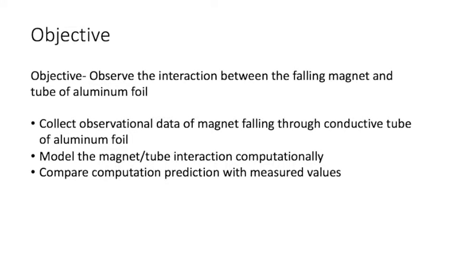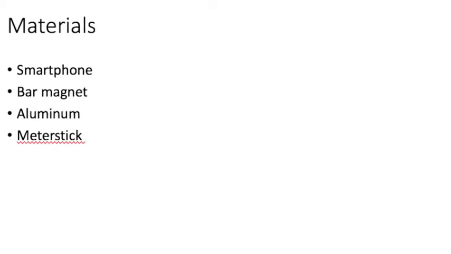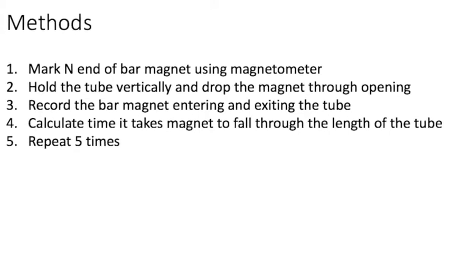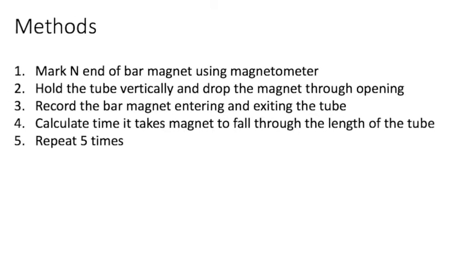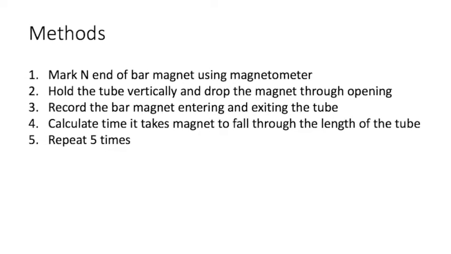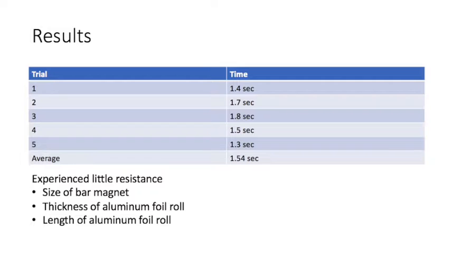The materials required for this lab included a smartphone, bar magnet, roll of aluminum, and a meter stick. The methods for this lab were to first mark the north end of the bar magnet using a magnetometer, hold the tube vertically, and drop the magnet through the opening. Record the bar magnet entering and exiting the tube, calculate the time it took for the magnet to fall through the length of the tube, and repeat the process 5 times.